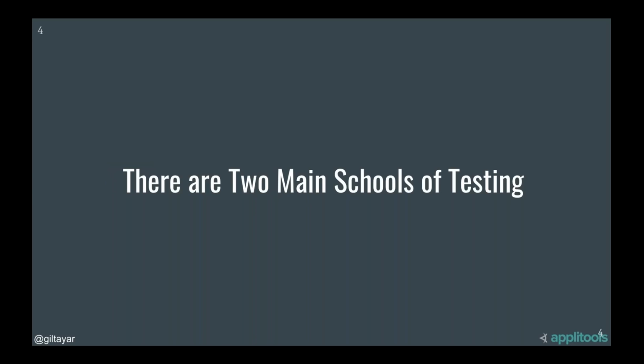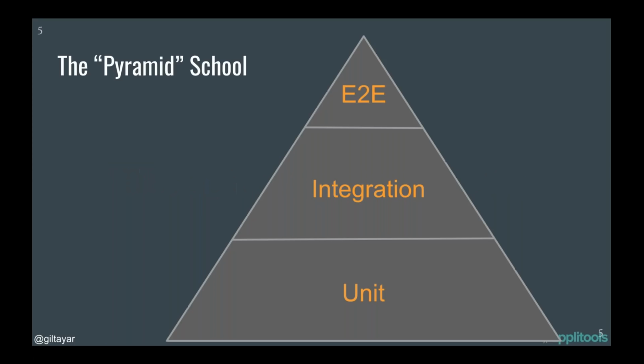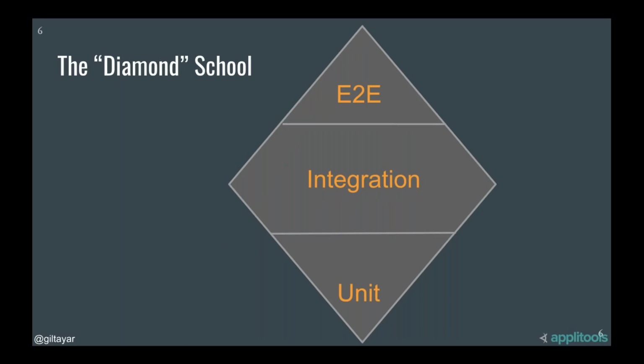So, first of all, let's talk about the main schools of testing. From my perspective, there are two main schools of testing, arguably. The first I call the pyramid school. The pyramid school is where you have lots of unit tests, little integration tests, and very little end-to-end tests. The emphasis here is on unit testing, and we'll see in a second why. The second school I call the diamond school, where there are unit tests, but not as many as in the pyramid school. Lots and lots of integration tests and very little end-to-end tests.